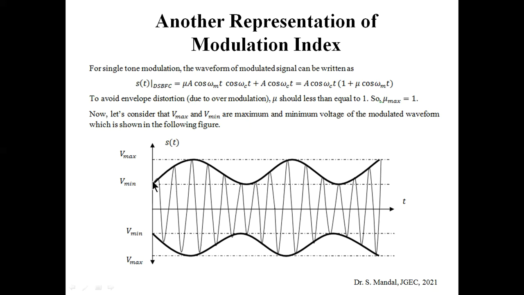Here you can see that this is the under modulation scenario, and this one is the corresponding envelope of the modulated wave. Obviously this envelope is nothing but the message signal, as you already know that the message signal is embedded in the envelope. Now we define Vmax and Vmin. Vmax means the maximum amplitude of the envelope, from this point to this point. And this is the lowest point of the envelope, so Vmin is the minimum voltage of the envelope, from this point to this point.